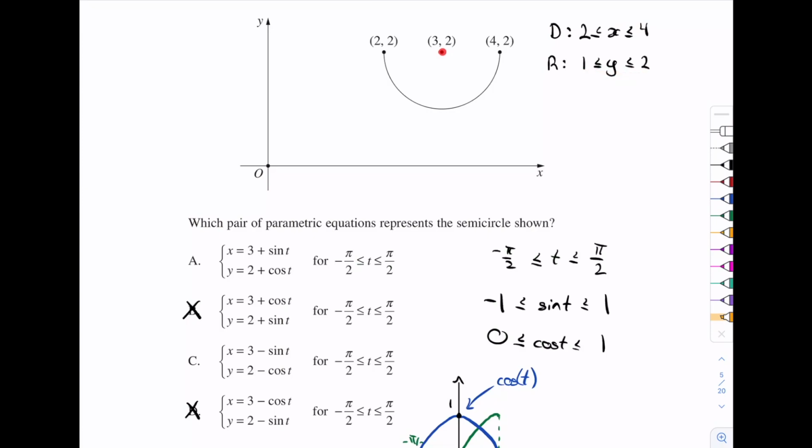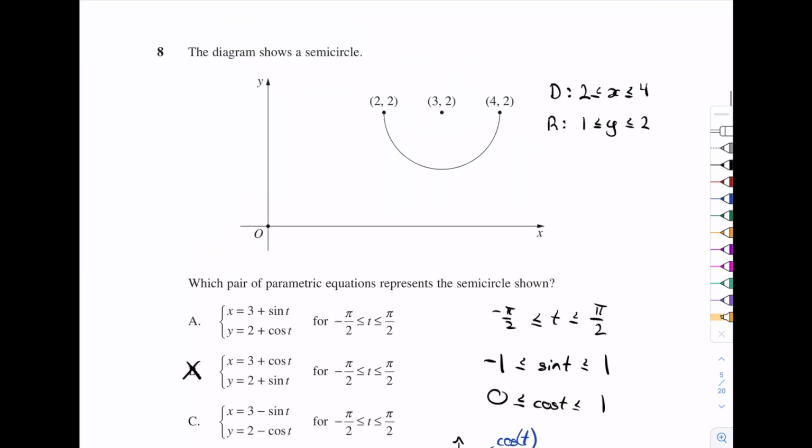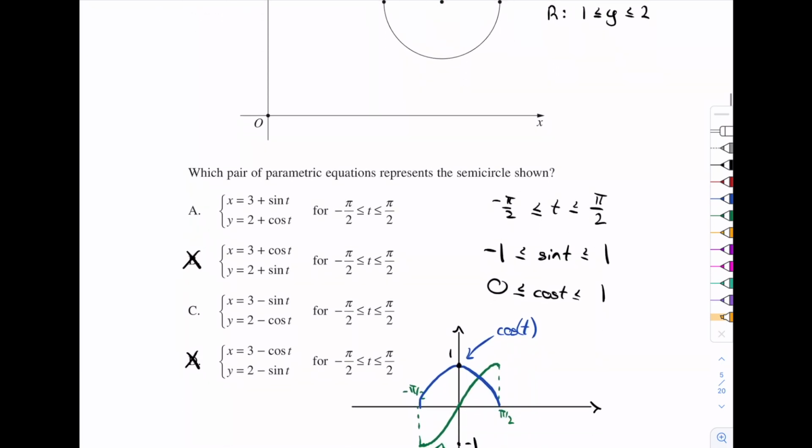So if I start at 2, I don't want to add on values that go between 0 and 1, because if I add on values between 0 and 1, I'll actually end up with this part of my circle. I want the bottom half of my circle, so I want to subtract off values of cos so that my range goes between 1 and 2. So that tells me that I must have option C.